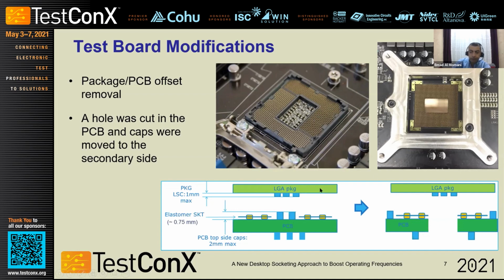Okay. Emad, before you move on, there's a question. The question is: is the trace length on the motherboard much longer than the 3 millimeter socket pin length? I think that's probably your previous slide. And would it be... Yes.